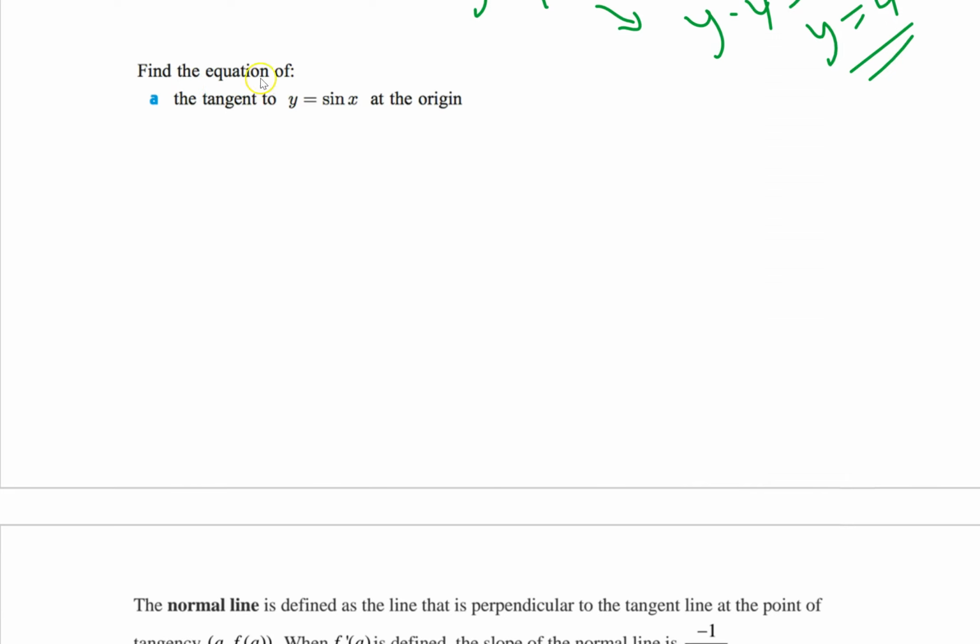Find the equation of the tan line. Find the equation of the tangent to y equals sine of x at the origin. Right? So it's a little different. They don't actually give you a point. They just tell you it's the origin. That tells you all you need to know, though. Origin: 0, 0.